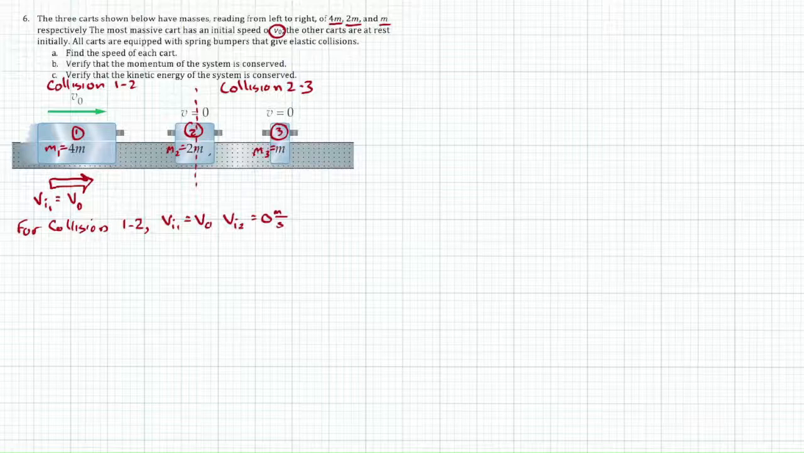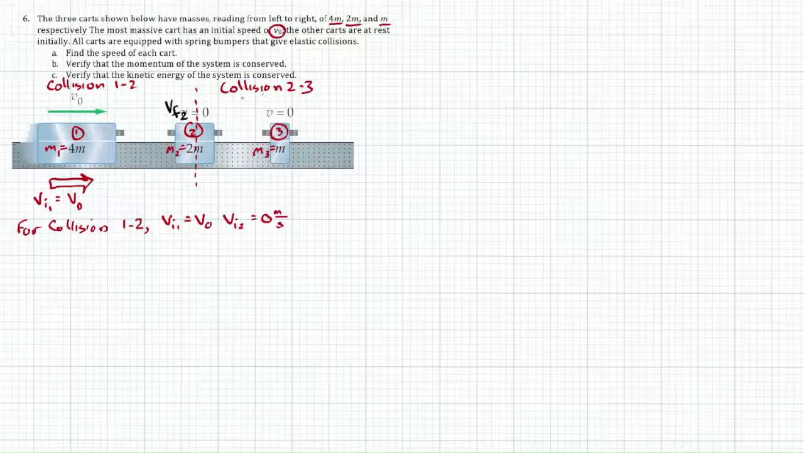Oh, and you know what? Before I go any further, let me just pause for a second here. The one thing we're just going to have to wrap our minds around is the fact that since we have two collisions, the velocity of object 2 right here is going to have two different names. Because in collision 1, it's initially at rest, and we are going to be trying to find the final velocity of 2.